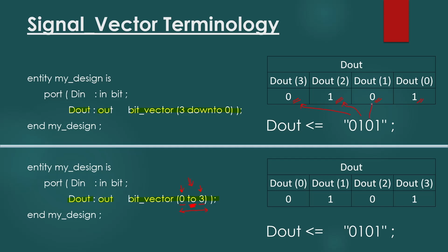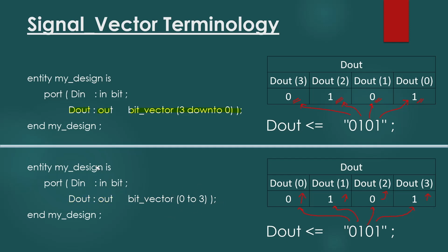But in the second entity at the bottom, dout index 0 gets the first bit assignment, which is 0, and dout index 1 gets the second assignment, which is 1. Similarly, dout index 2 gets 0 and the last index 3 gets value 1. As I said, the VHDL compiler is very strict about assignment terminology. So if by mistake you had a mismatch in indexing or sizes of vectors, then the VHDL compiler will tell you that you made a mistake and you can correct those things easily.